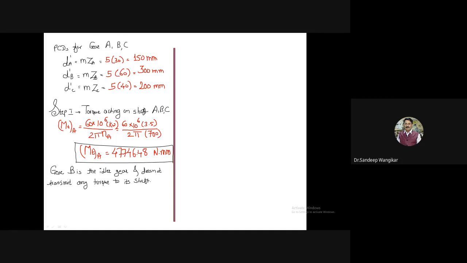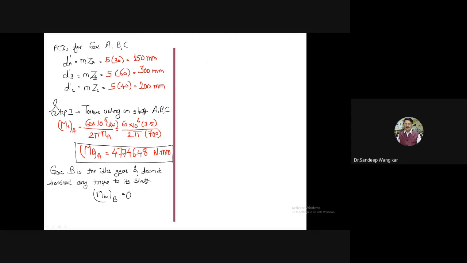But we have a driver shaft, which means it is connected to the shaft. So it is taking from the driver shaft at A and it is delivered at C. There is no shaft or output taken at B. Therefore, we can say that MT for B is equal to 0.